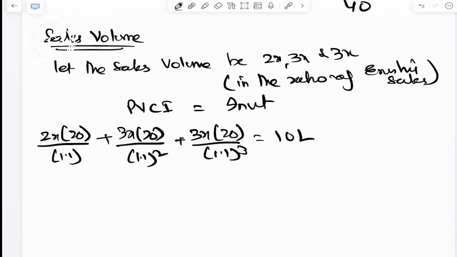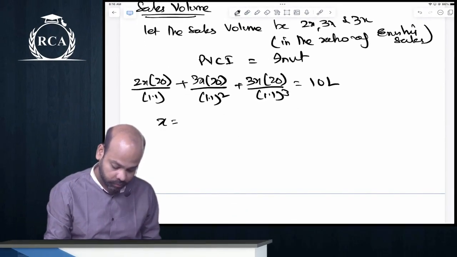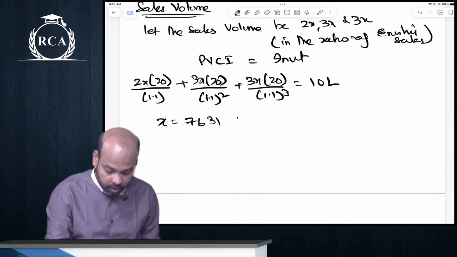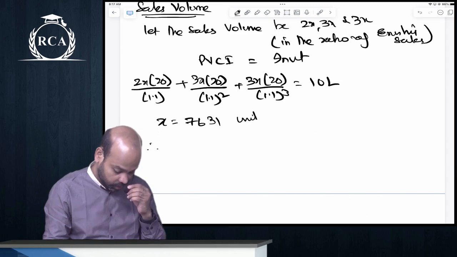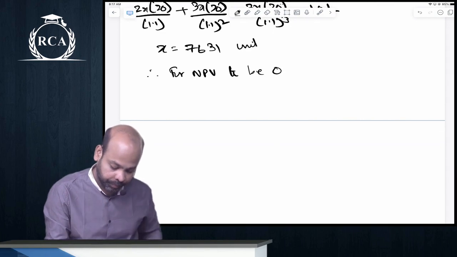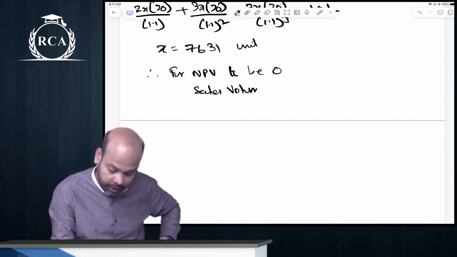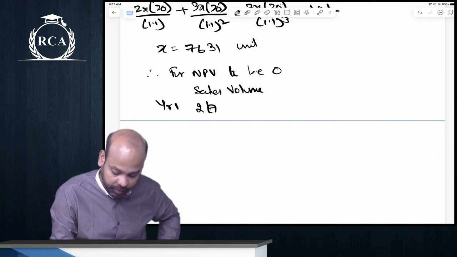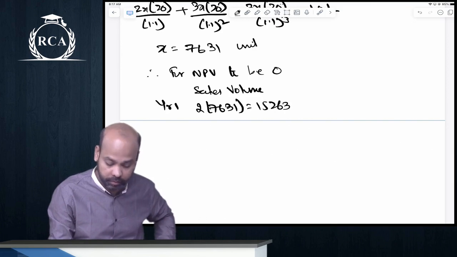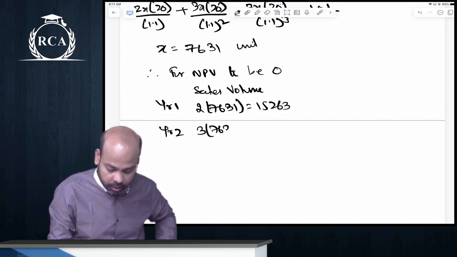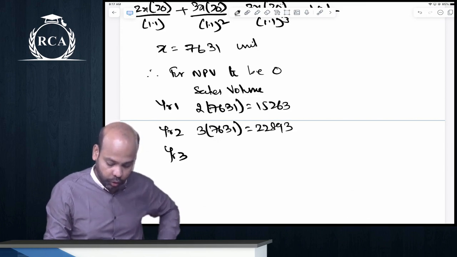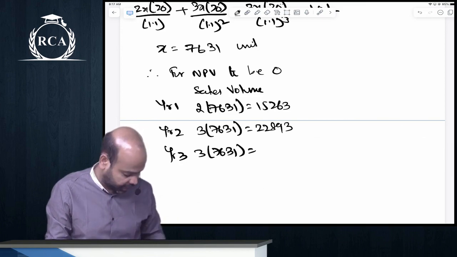Yes guys, how much did you get for x here? 7,631 units. Therefore, beta, for NPV to be 0, what should be your year 1 sales volume? Sales volume in year 1 should be 2 times 7,631, that is 15,263. Year 2, 22,893. You can pick any one year, beta, and compute the percentage change. You will get the same answer.